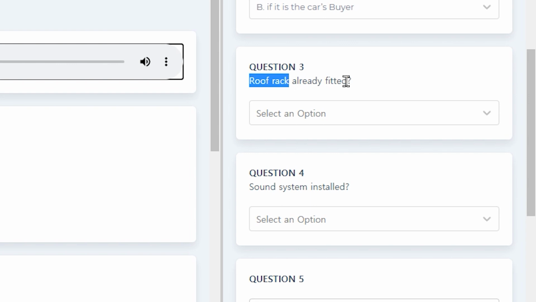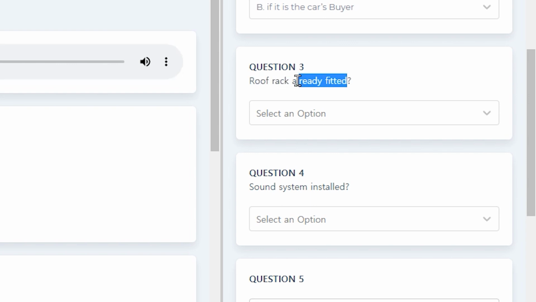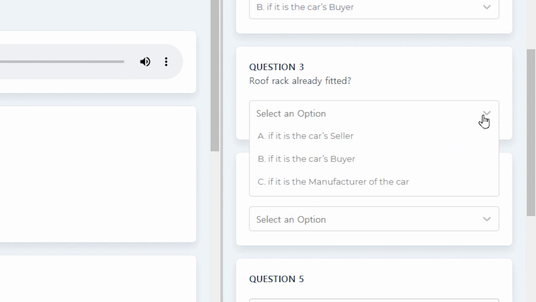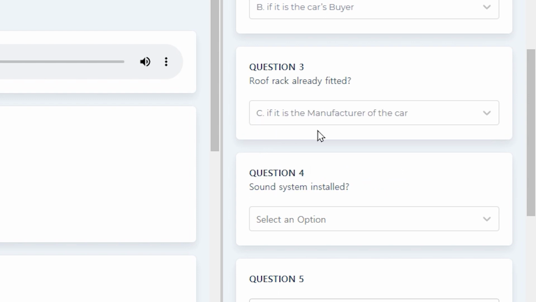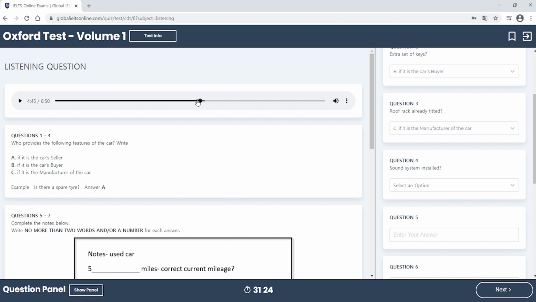Okay, so when we say roof rack already fitted, does the car come with a roof rack? Has it already been put on the car? They say it was manufactured with one and it's still there. So that's how we know it's C. The manufacturer of the car already fitted the roof rack. Now, when we were just listening there, we heard that they started talking about the stereo system. So let's go back a little bit and listen again to what they said about the sound system.